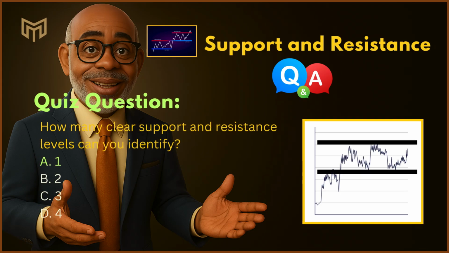The correct answer is A, 1. If you got this right, you correctly identified the key support and resistance level. This level stands out because price has consistently reversed there, acting as a clear barrier to price movement.